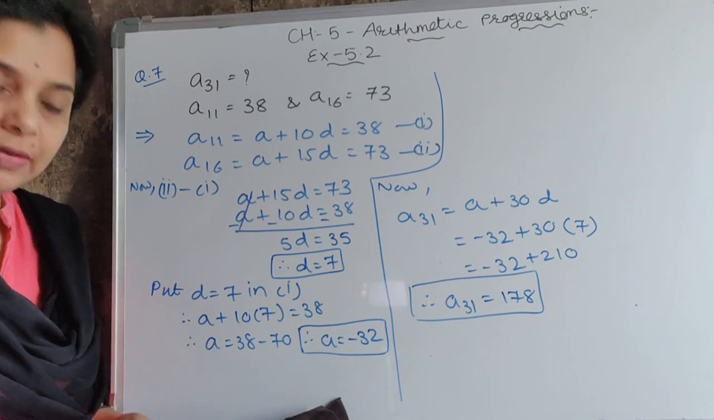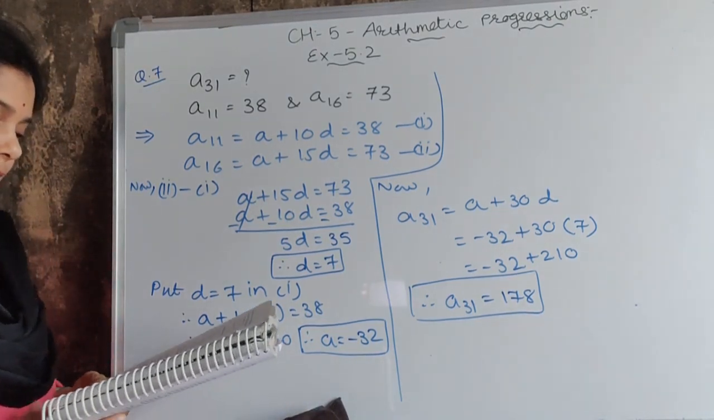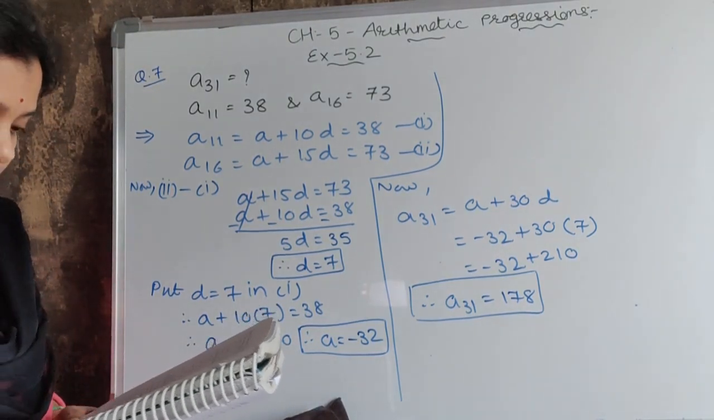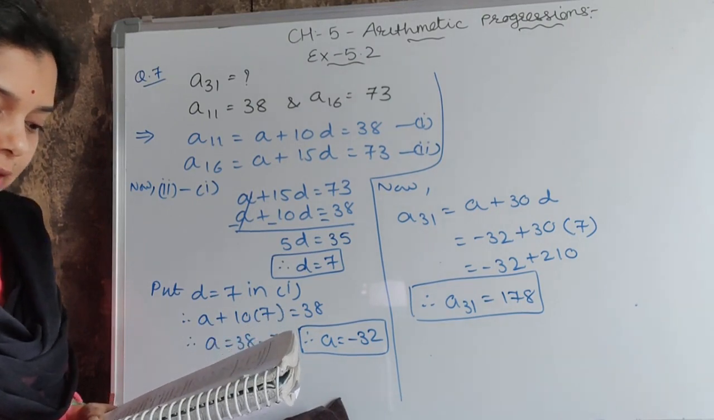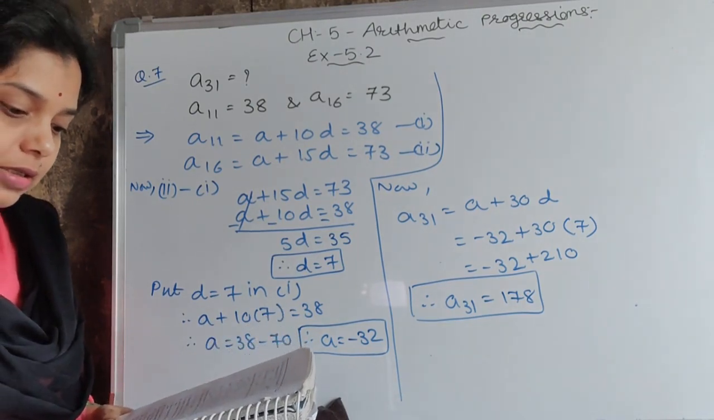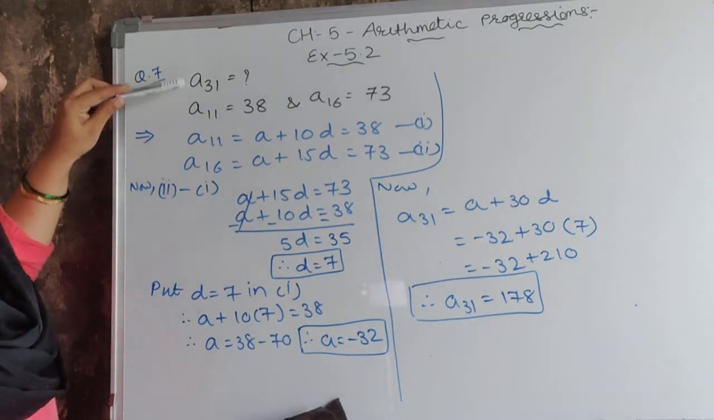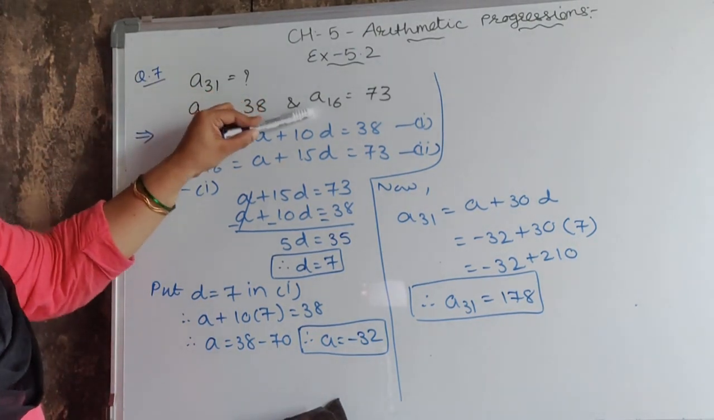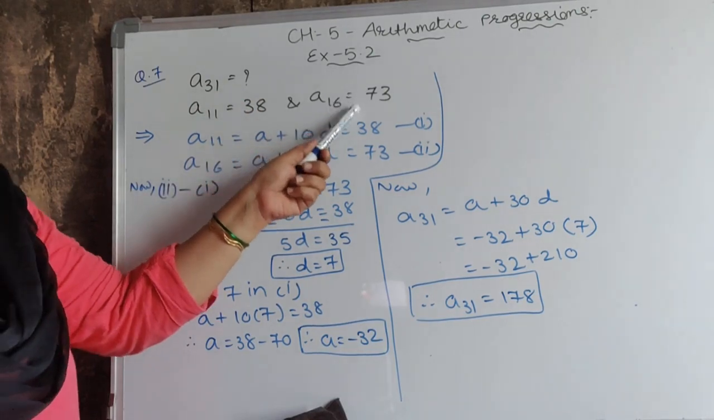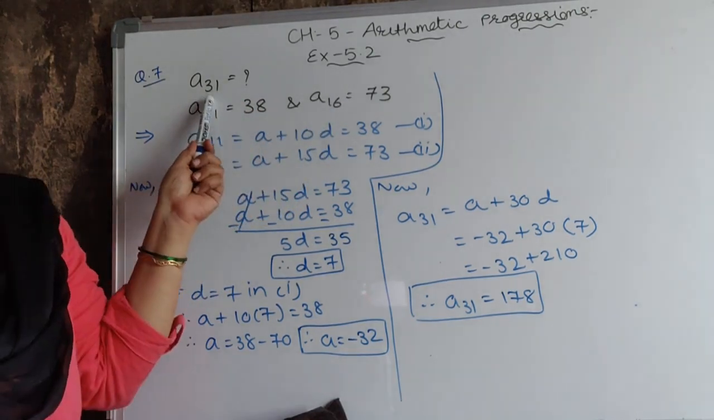Continue with the 7th question. In the 7th question, it is asked to find out the 31st term of an AP whose 11th term is 38 and 16th term is 73. So here we have to find out A31. A11 and A16 are given. By using these two terms, we have to find out A31.